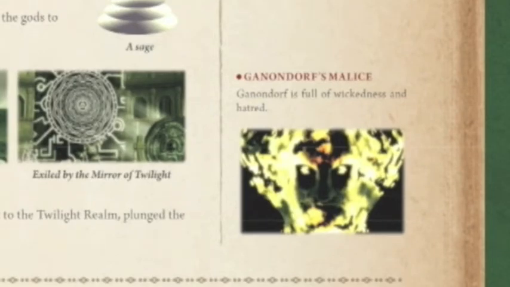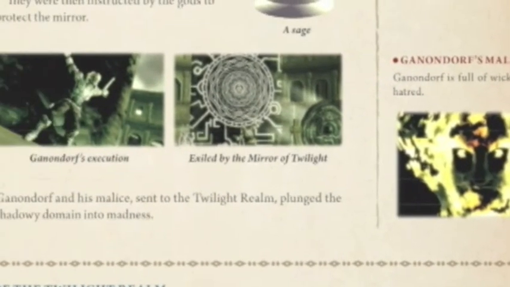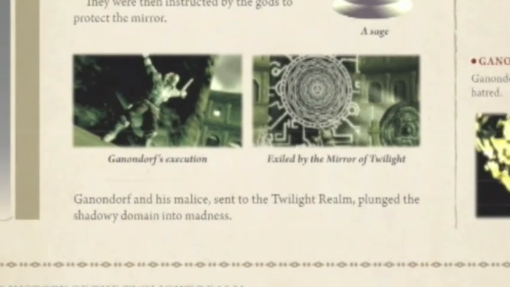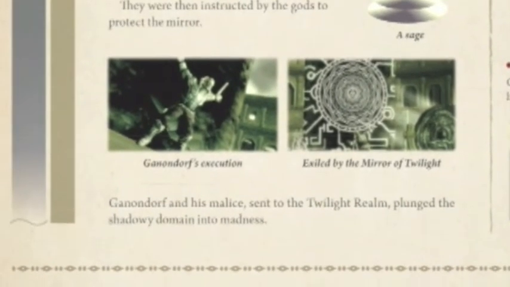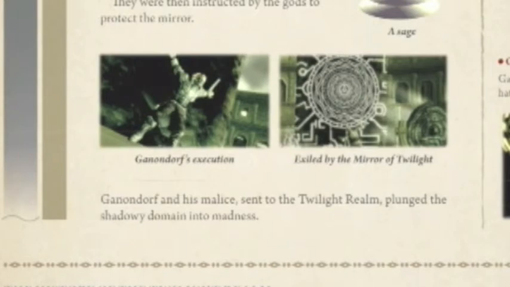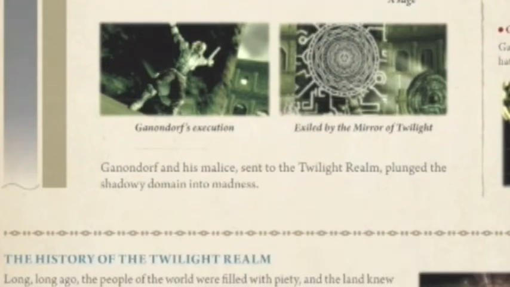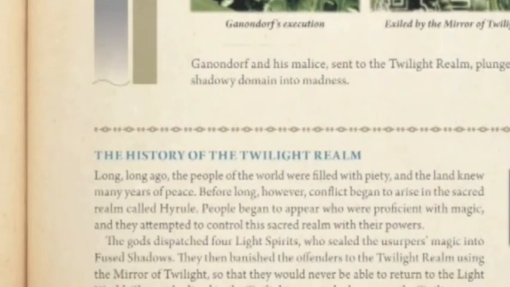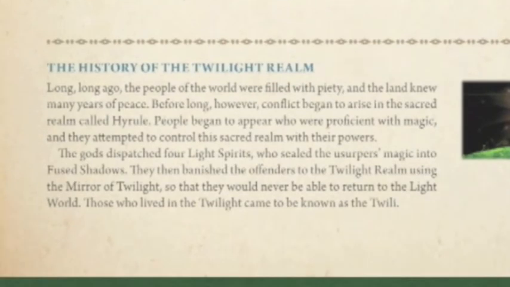Ganondorf's malice. Ganondorf is full of wickedness and hatred. Yeah, thanks for that brilliant form of information. By the way, they already spoiled the fact that Ganondorf's the main enemy in Twilight Princess, because you weren't supposed to know that. Ganondorf and his malice, sent to the Twilight Realm, plunged the shadowy domain into madness. Yes, he's so powerful, even in the Twilight Realm, he was able to take it over.